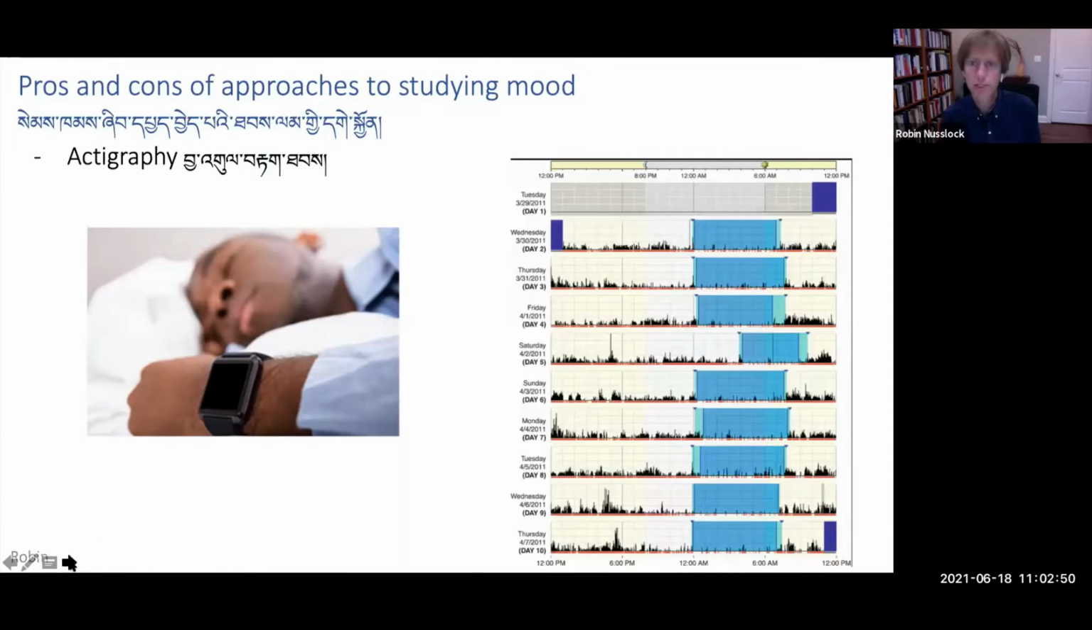So this shows you data from actigraphy across multiple days. And the yellow colored data are when a person is awake, and the blue colored data is when a person is asleep. And so this gives us very reliable data on when a person is sleeping or waking that we can use in combination with their self-report data.